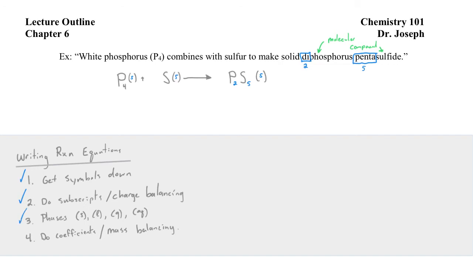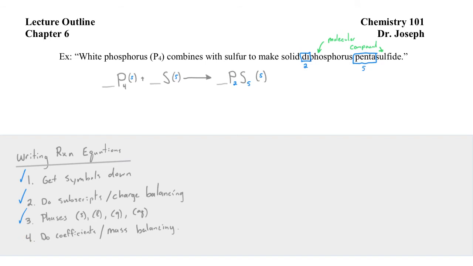Now, if this were an exam, I would have given you that phase information for these nonmetals because there wouldn't be a way for you to predict it. So don't worry about that. So that's step 3. We've completed that. Let's go to step 4, which is coefficients and mass balancing.